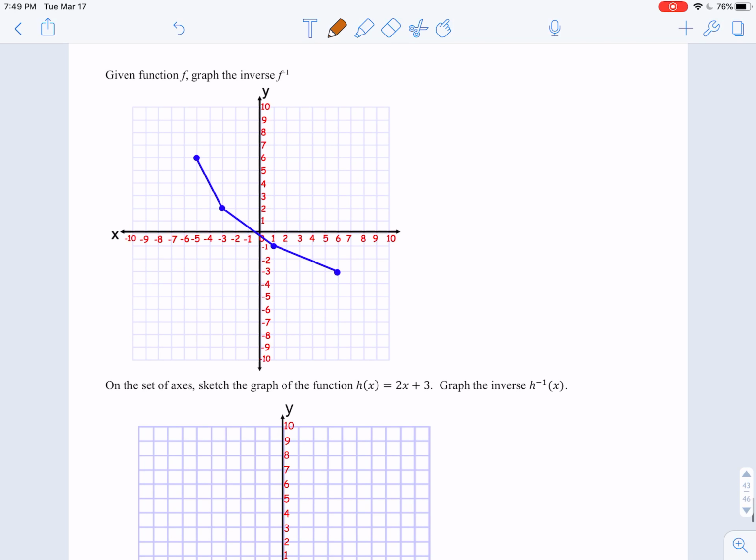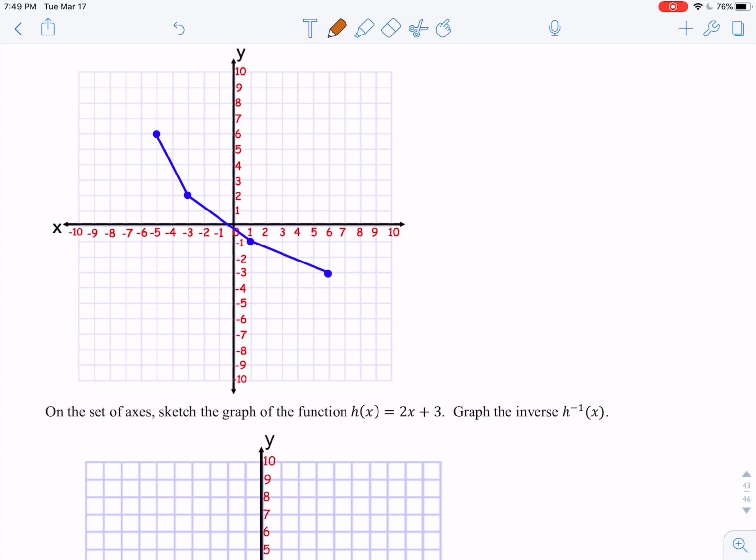Let's do this really quickly. We're going to graph the inverse of f. I'm going to find each of these points. This first point I'm going to shade in brown. That's the point (-5, 6). The inverse of that is going to be (6, -5). Remember, we just switch the x and y values. So (6, -5) is my first point.